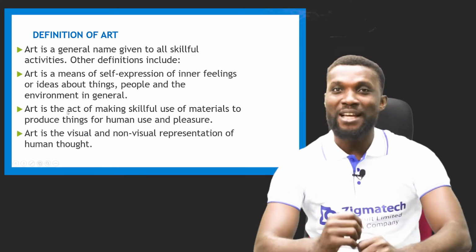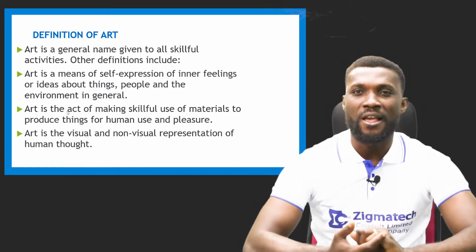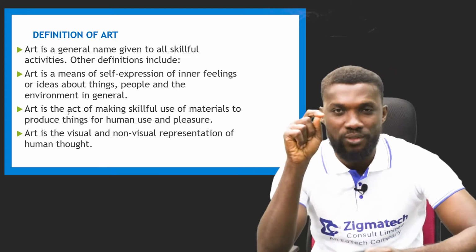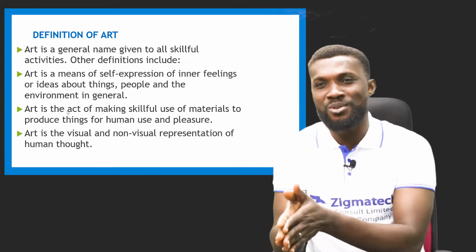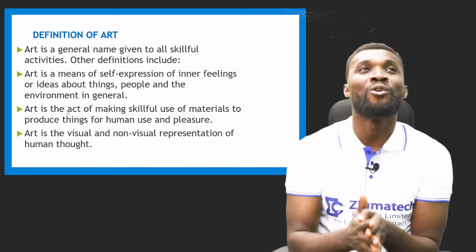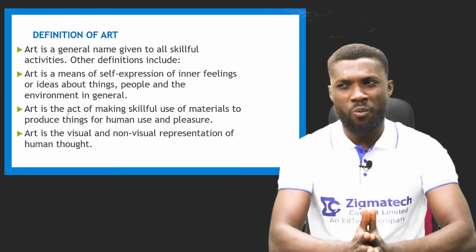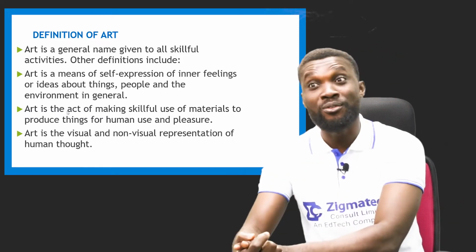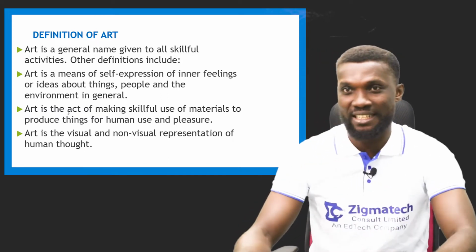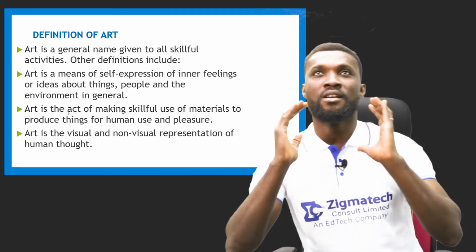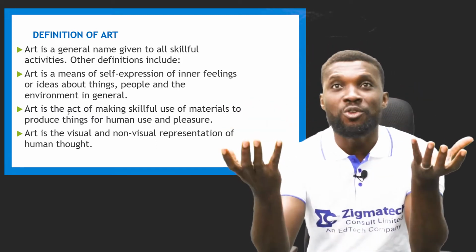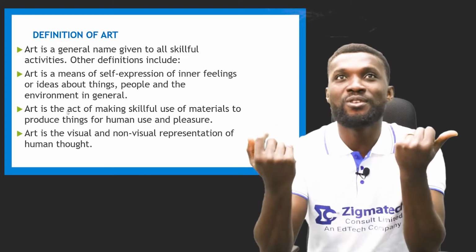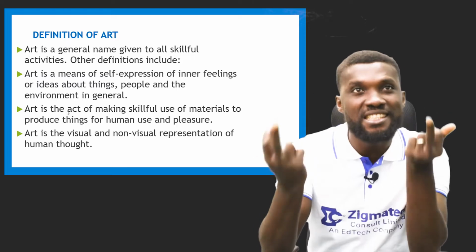I hope you're following. All right, now let's look at the fourth definition. Art is the visual and non-visual representation of human thought. What do you mean by visual and non-visual representation of human thought? Okay, I'll explain that. Visual means something you can see with your eyes. You can feel it. Non-visual means something you cannot see.